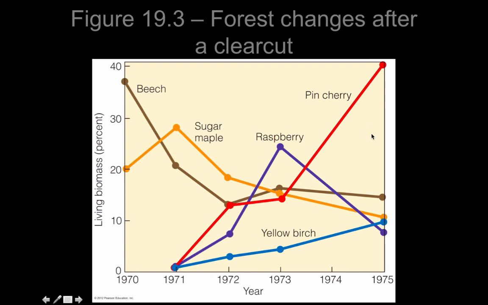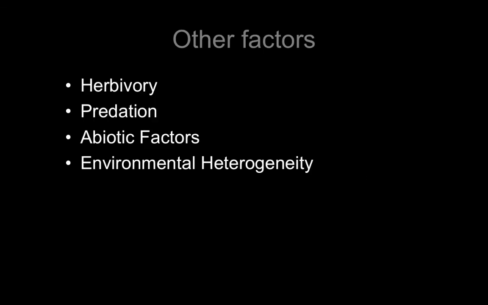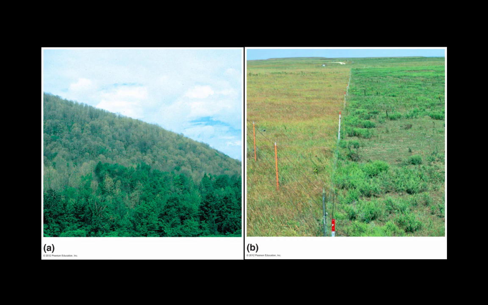And these are the kinds of predictions that Tilman's model makes for how resource-limited competition acts, that resource-limited competition results in changes in community structure over time. Other factors, of course, that can affect this are things like herbivory and predation, weather, abiotic factors, and just the general environmental heterogeneity that goes along with disturbance, because we've already talked about how disturbances don't occur equally everywhere. But a couple of examples of this are this situation on forests in the Appalachian Mountains, where one of the disturbances is actually an insect outbreak that has killed a bunch of these trees and left these trees intact.